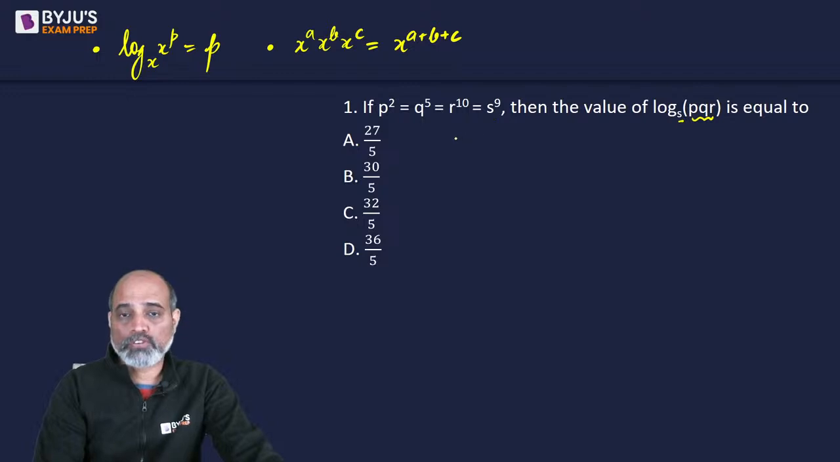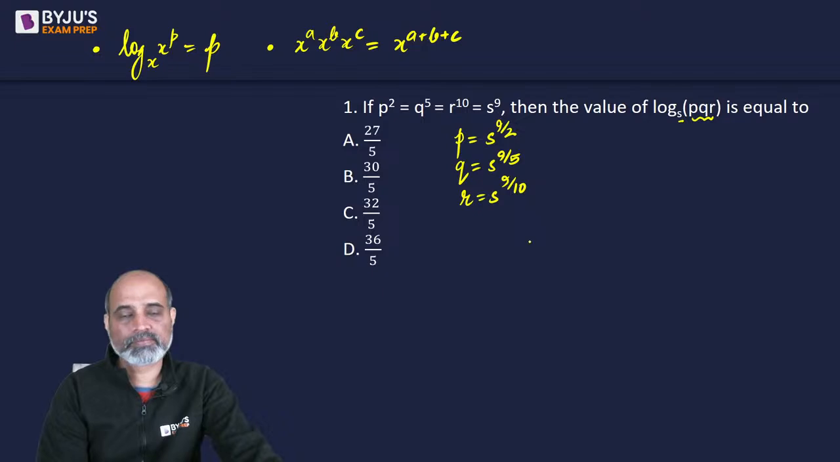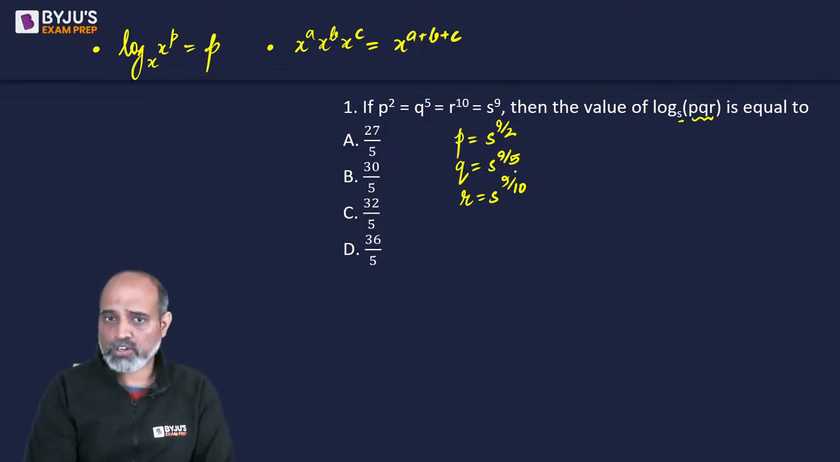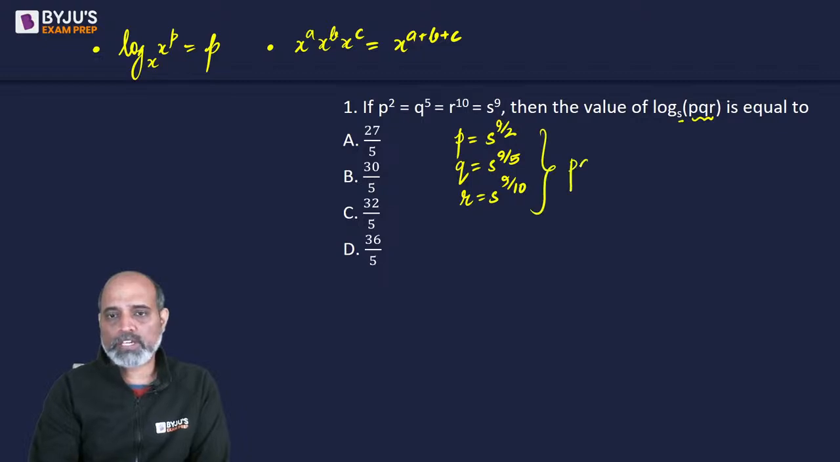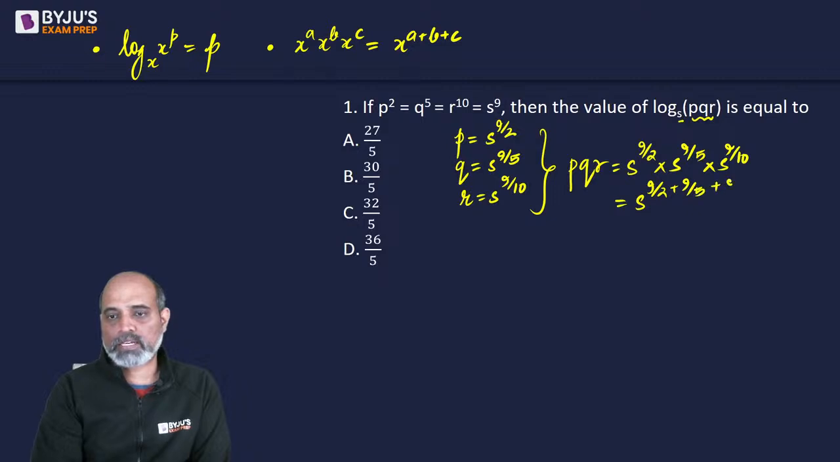Okay. So from here, can we say p will be equal to s to the power 9 by 2? Similarly, can we say q is going to be s to the power 9 by 5? And similarly, can we say r is going to be s to the power 9 by 10? Right? We can leave it as such, or we can write them in decimal format. So the product of pqr is going to be s to the power 9 by 2 into s to the power 9 by 5 into s to the power 9 by 10, which will result in s to the power 9 by 2 plus 9 by 5 plus 9 by 10.